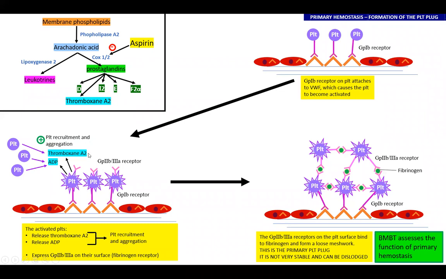So if we don't have thromboxane A2, then our platelets are not being recruited. And so that's going to cause an increased BMBT, because our primary hemostasis is not functioning properly. We're not getting that primary platelet plug, but our platelet numbers are going to be the same, and this will have no effect on our PT or PTT or thrombin time for that matter, because this does not involve coagulation factors.